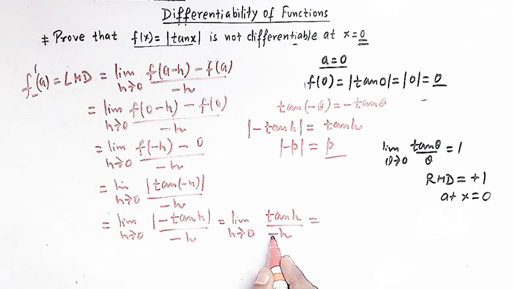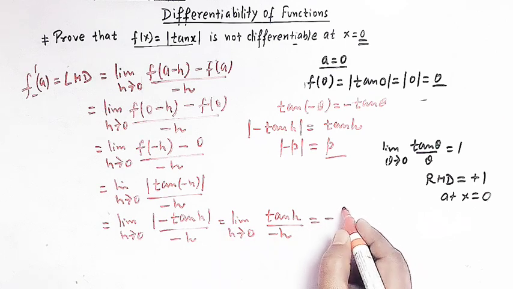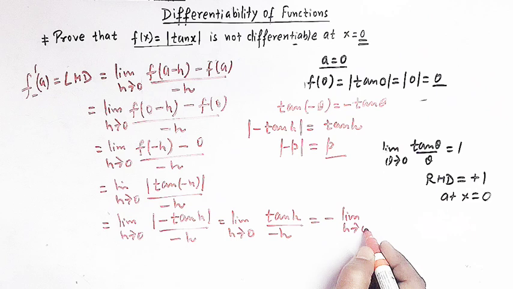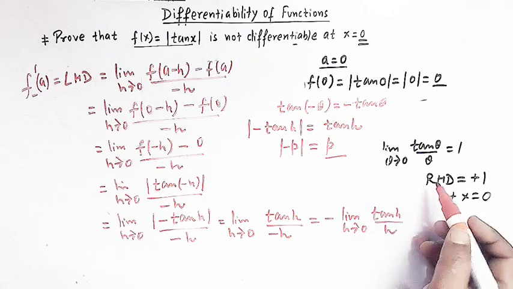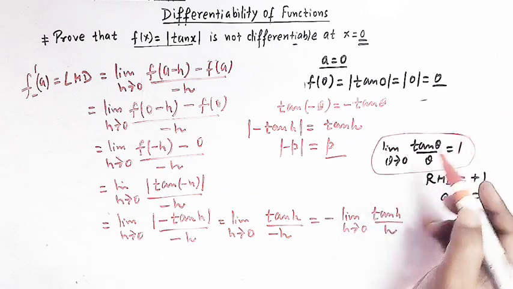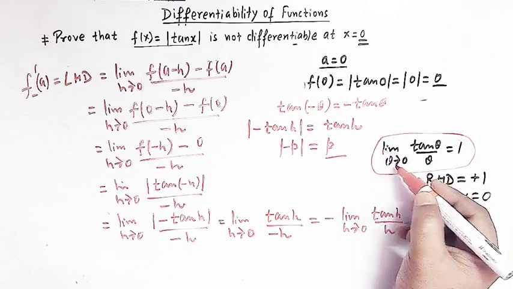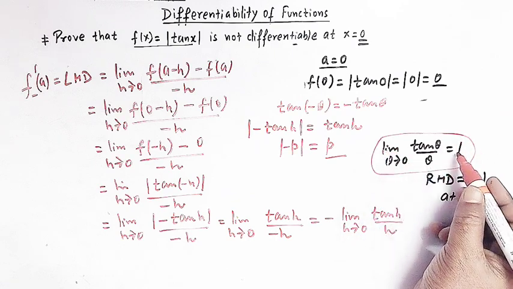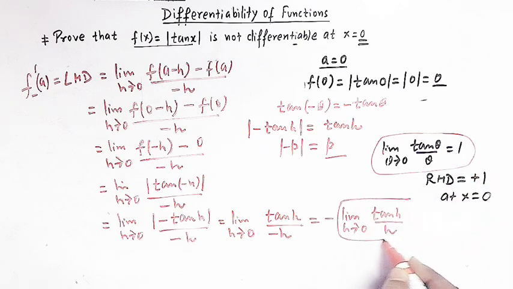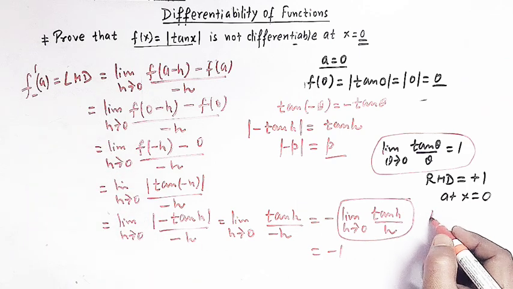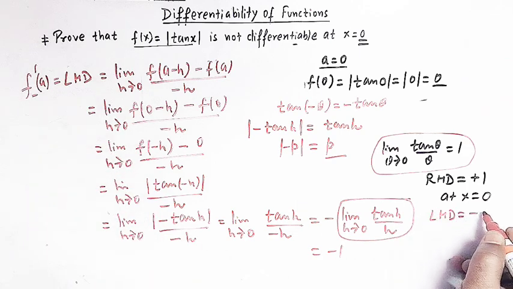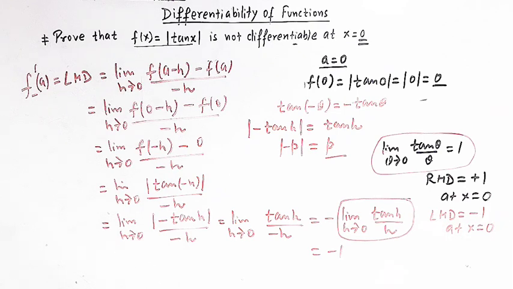So we can take this negative sign in front of the limit notation, and we have minus limit h tends to 0, tan h over h. Now using the result that limit theta tends to 0, tan theta over theta is equal to 1, the value of this limit is equal to 1. So we have the left hand derivative as minus 1. So the left hand derivative is equal to negative 1 at x is equal to 0.